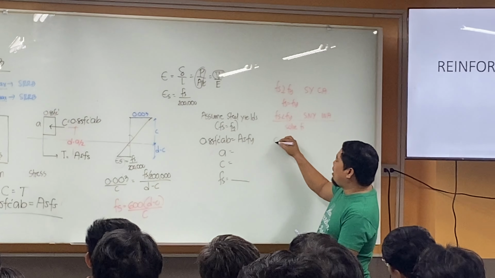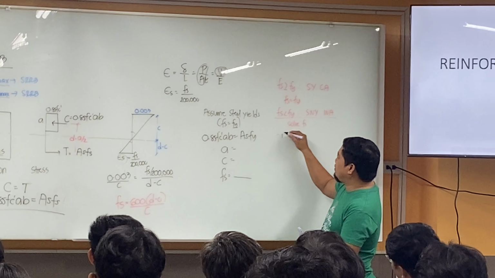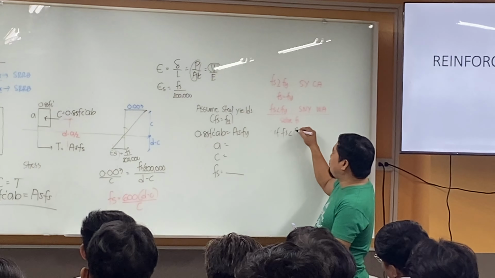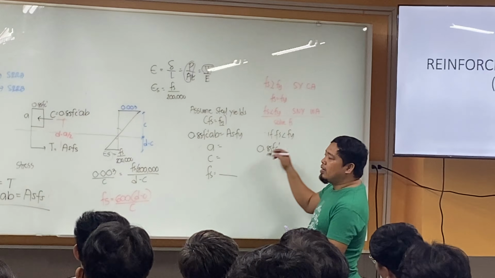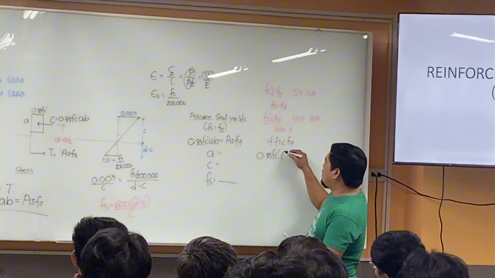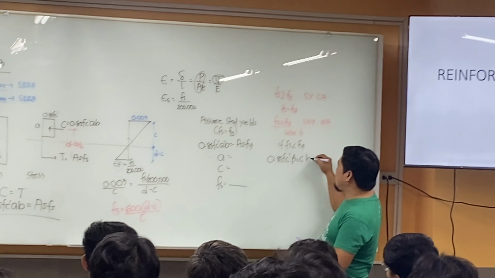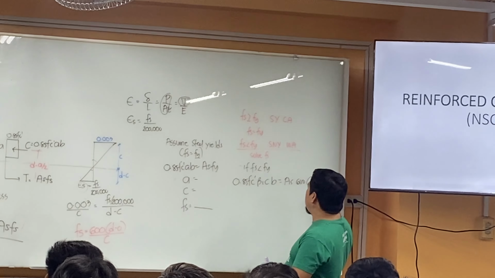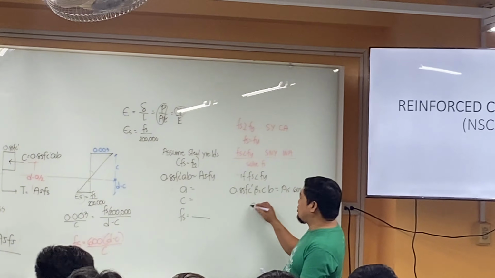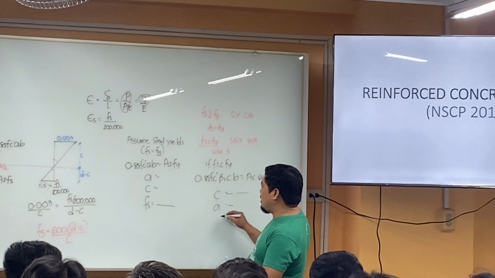With that, we have 0.85 fc prime ab. So if Fs is less than Fy, then you can use the formula. When you define fc prime, what is a? a equals beta 1 c. Then 0.85 fc prime beta 1 c times b is equal to As times 600 times d minus c over c. You can solve for c, you can solve for a, and you can solve for Fs.